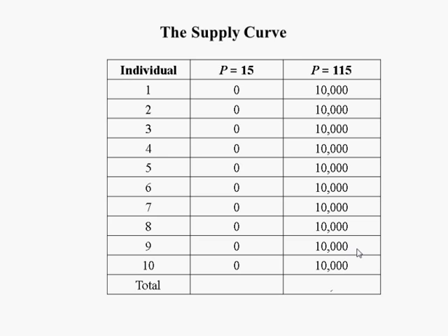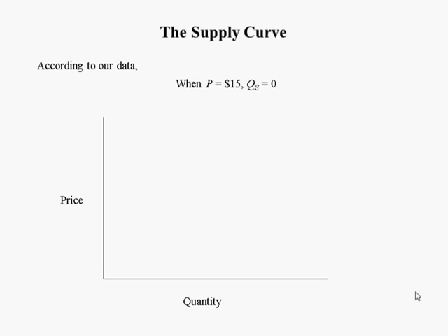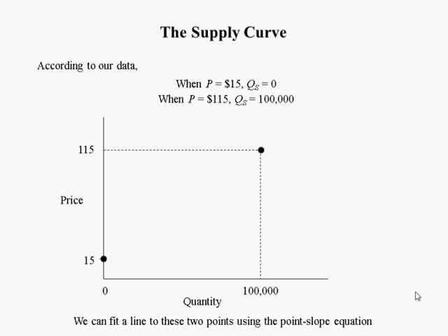Now here we have 10 individual firm supply curves. Like we did before, we're going to aggregate the supply curve. Only now we call it an industry supply curve, not a market supply curve. The industry supply curve is the sum of the quantities at given prices. So at the price of 15, quantity supplied for the industry is 0. At $115 a barrel, quantity supplied for the industry is 100,000 barrels. So according to our data, when the price is low, 0 is produced. When the price is high, 100,000 barrels is produced.